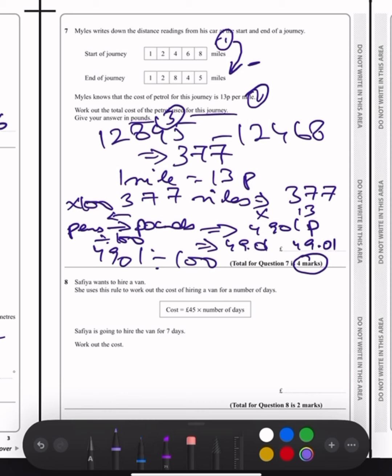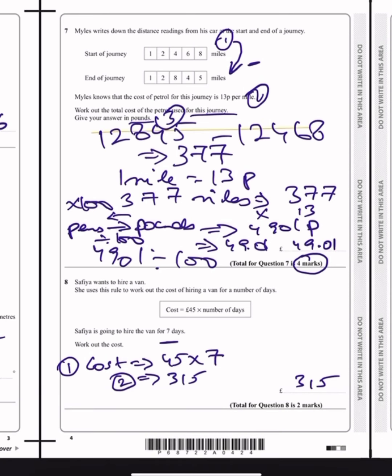Now we know she's going to hire a van for 7 days. So how much will it be? So cost will be equal to 45 into 7, which will give us an answer of 315 pounds, and that will be our answer. First mark will be for substituting, second mark will be for finding out the answer. Here's your 2 marks. And here you will be earning a full 6 marks from the 7th question and the 8th question smoothly. Right. So moving on to the next question.